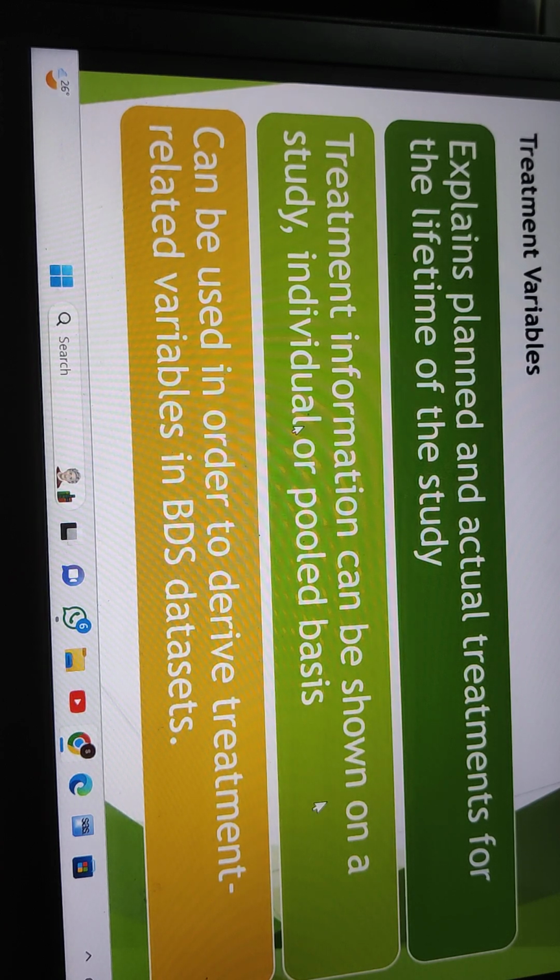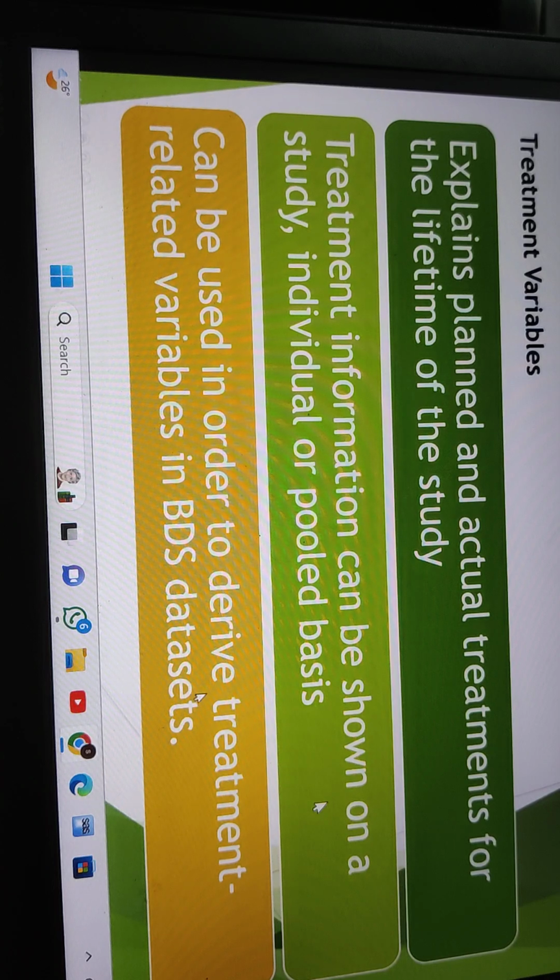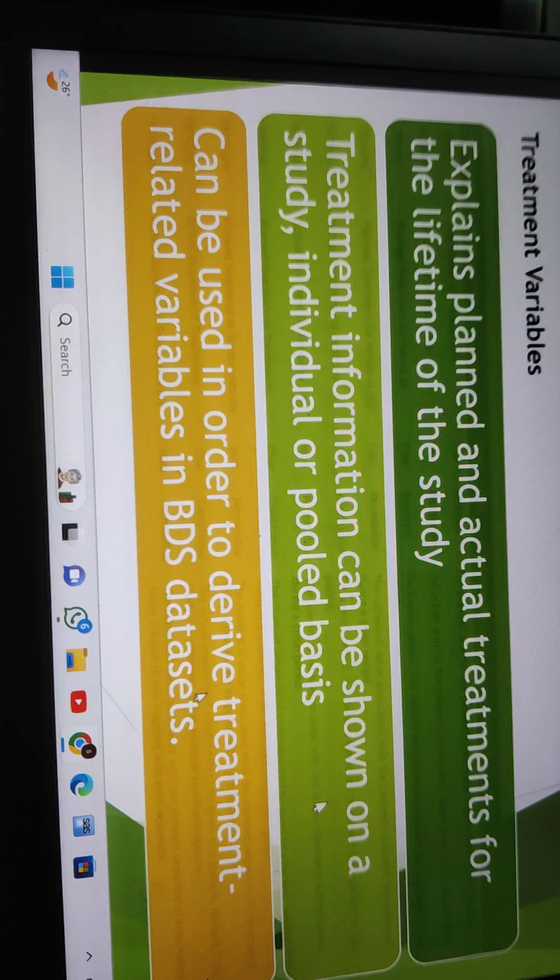These can be used to derive treatment related variables in the BDS dataset. What is BDS? We discussed it in the first class in ADaM: basic data structure. BDS is one category. The ADSL, BDS, and occurrence data structure are the three classifications of ADaM datasets.